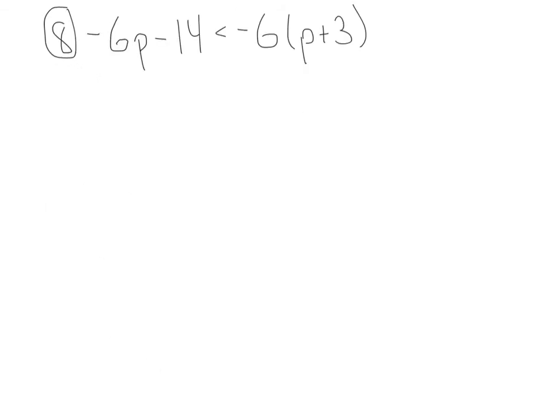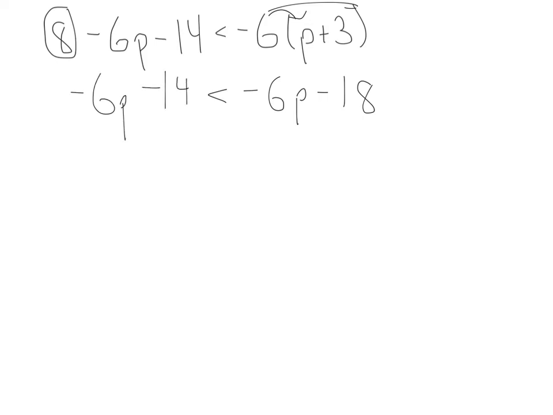And for number 8, first we have to distribute the negative 6 here. So we get negative 6 times p is negative 6p. Negative 6 times 3 is negative 18. Alright, this side stays the same.